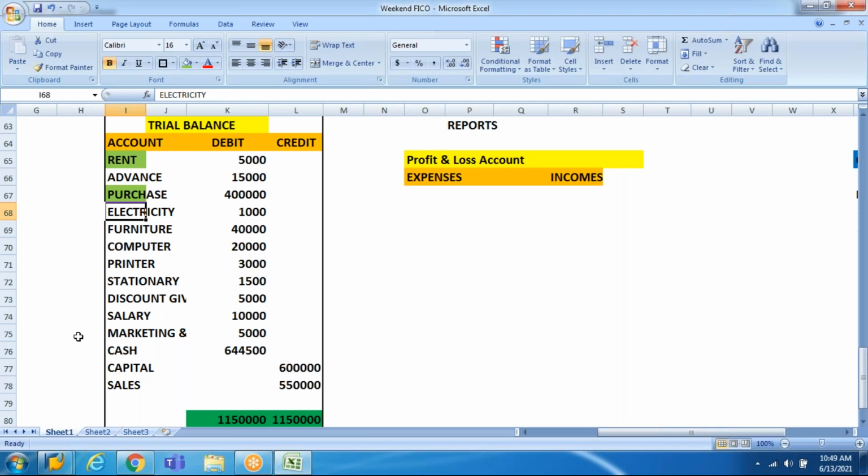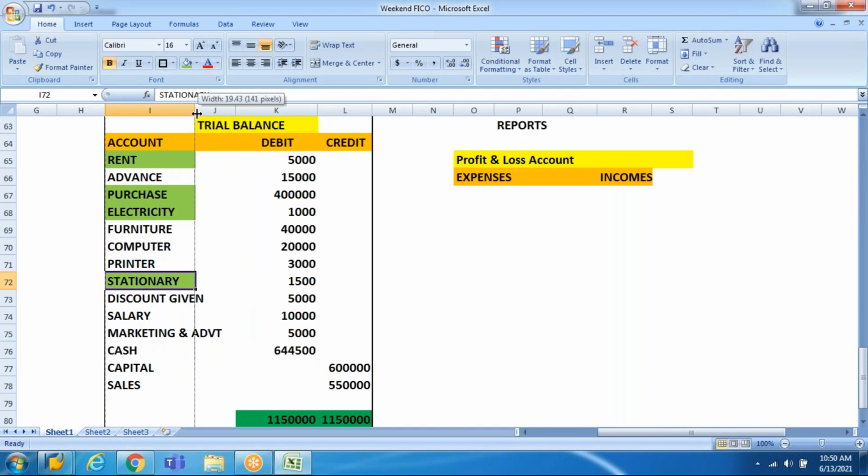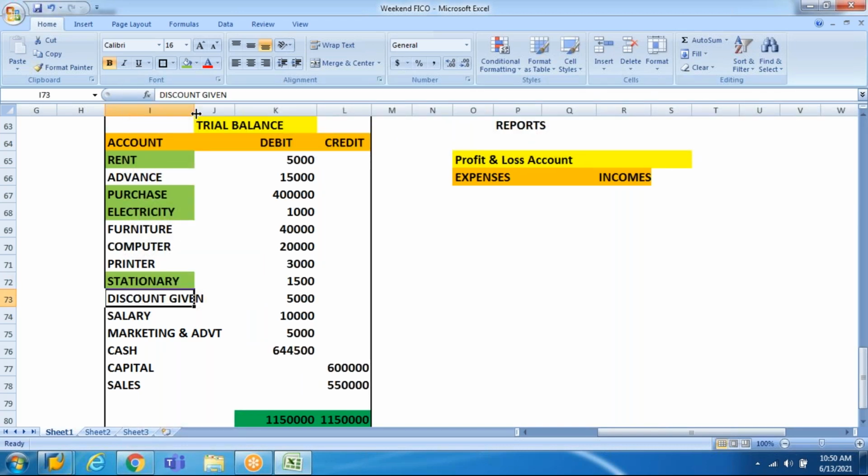Next, electricity. Furniture is not an expense. This is not an expense. This is not an expense. Stationery, right. Next. What next? Salary also. Discount, and marketing and advertisement. What about discount? Discount is also an expense. So these are the expenses. What are the income?